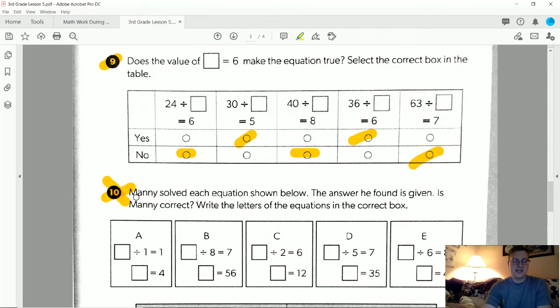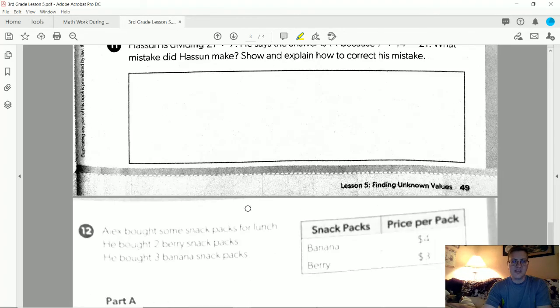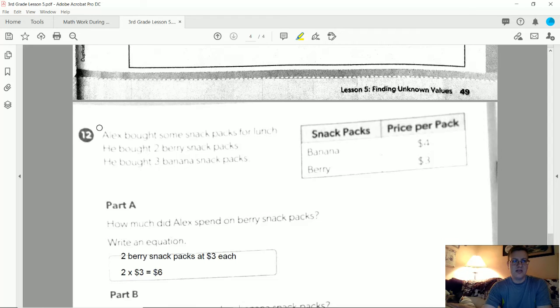Number 10, I accidentally marked that one instead of number 9 for the same reason. Let's skip down to number 12.